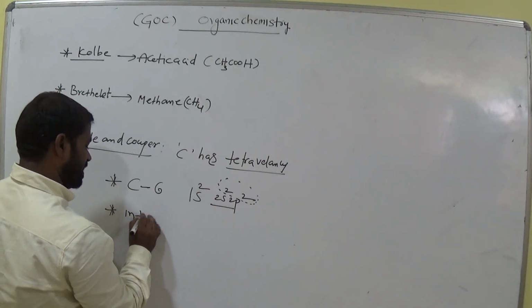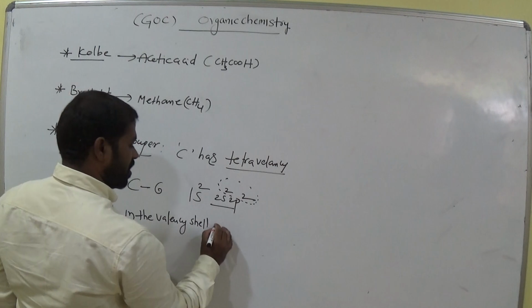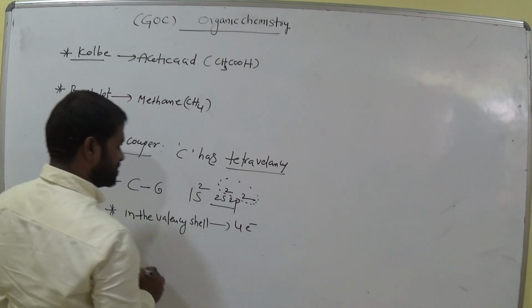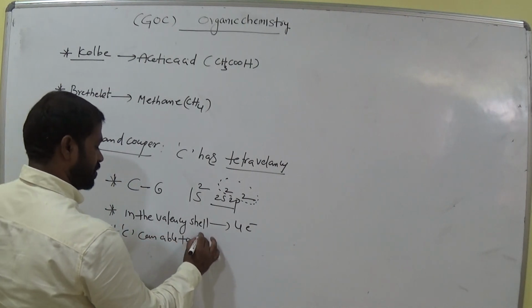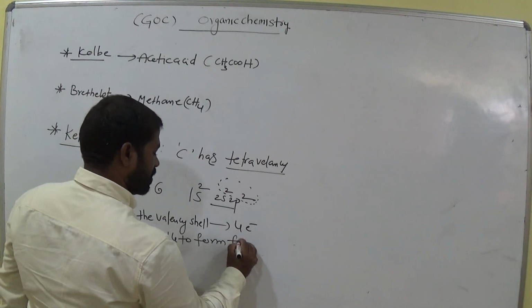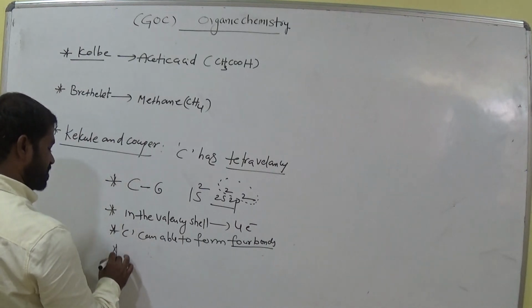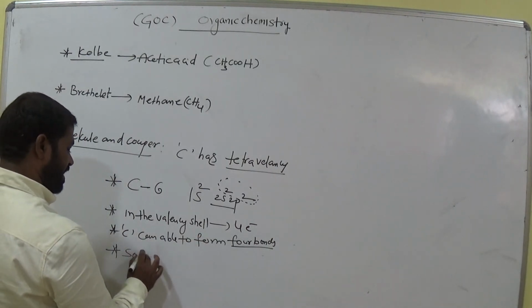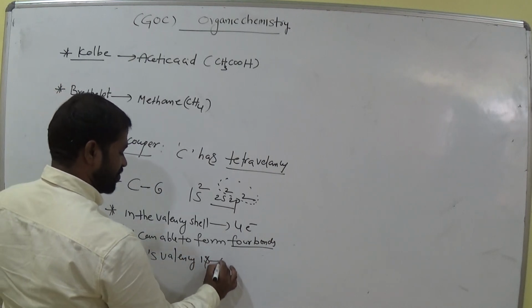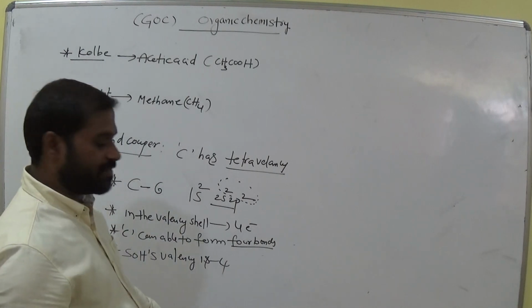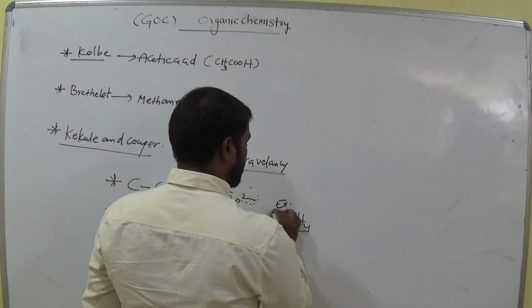So in the valency shell, how many electrons are possible? 4 electrons. So carbon is able to form 4 bonds. Here the number of bonds is called its valency. So its valency is 4. How many bonds is carbon able to form? 4 bonds. For example, in methane, how many bonds are possible?